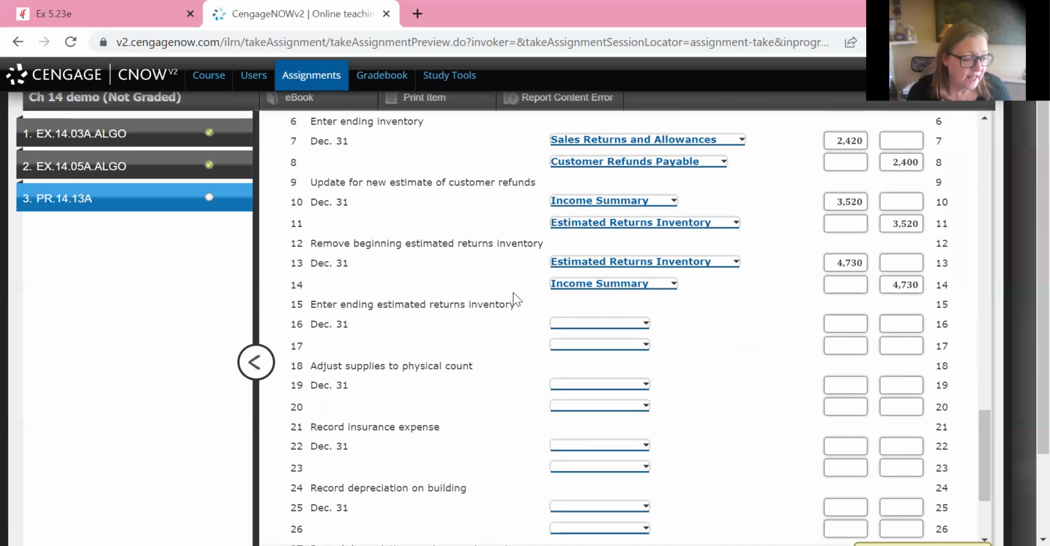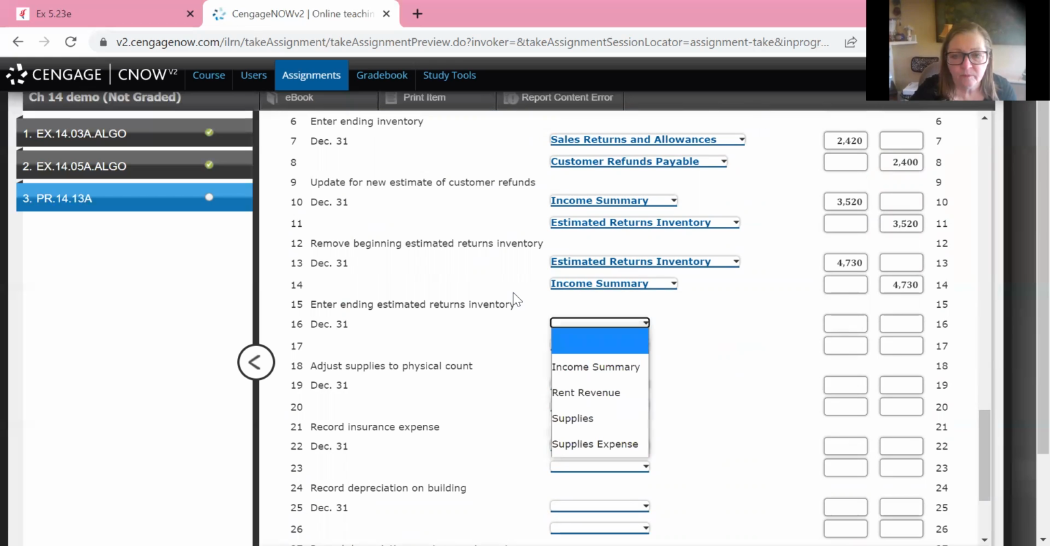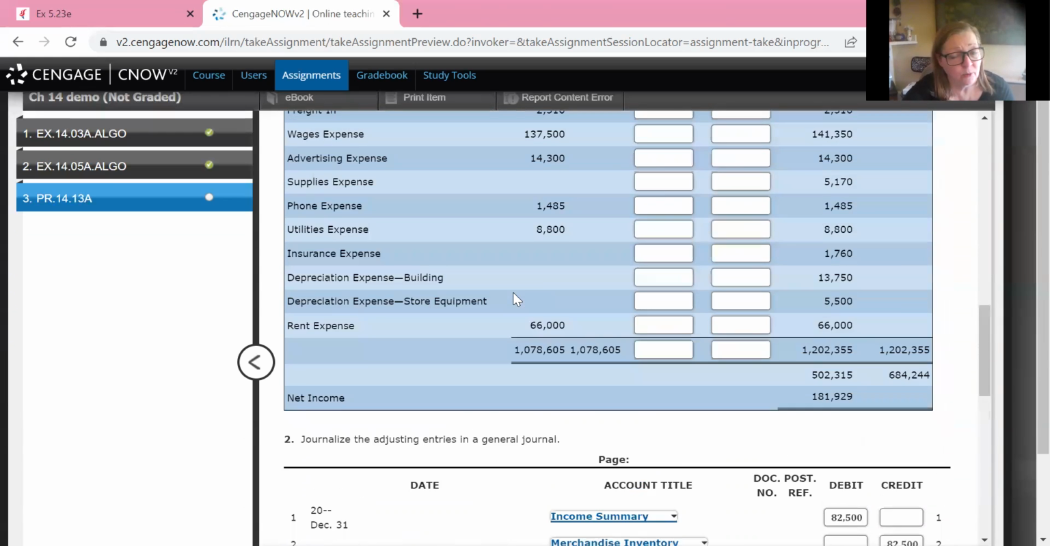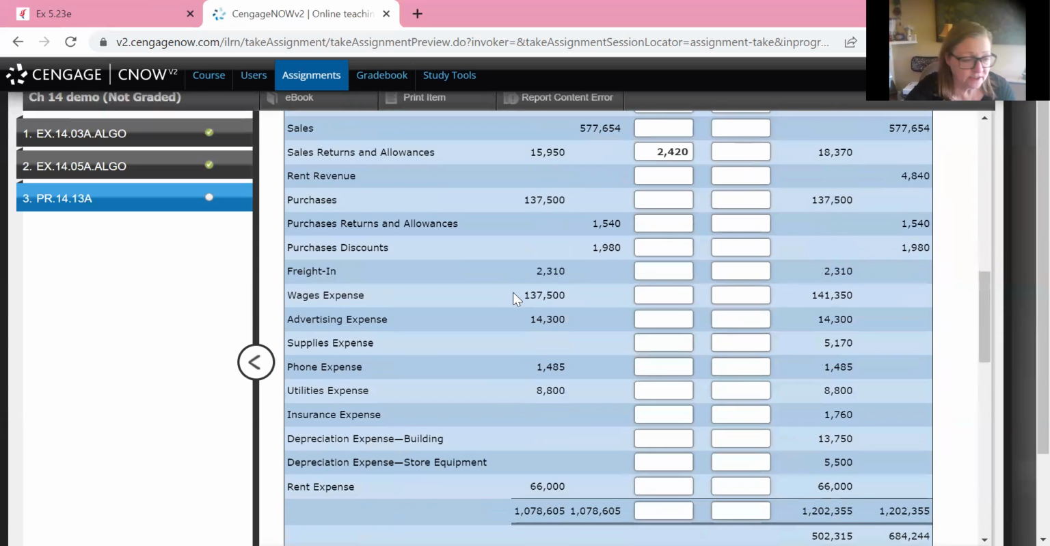Okay. Then the next thing that happened was the supplies expense. Debiting supplies expense and crediting supplies. This was that toggle where we're shifting. We counted up the inventory and now we see that we don't have the right amount in our inventory account. We have to adjust it to correct, and the way we do that is with its little partner account. Supplies expense took a debit of 5170.